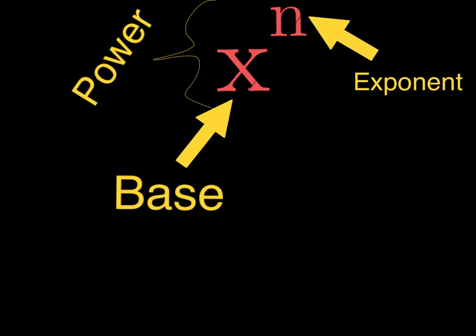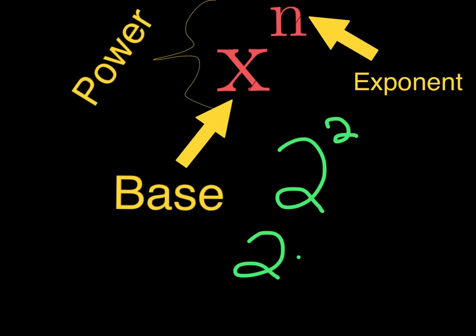A quick example of this might look like this, where you have a base of 2 with an exponent of 2. Once again, this whole thing is called a power. All this is saying is 2 multiplied by itself 2 times. So we have 2 multiplied by itself 2 times, and we would say that this is equal to 4.